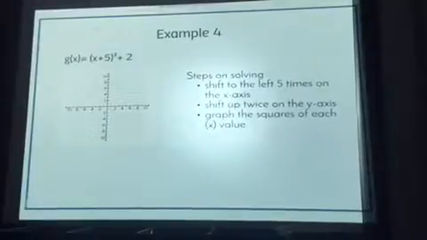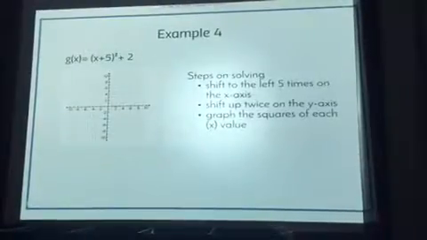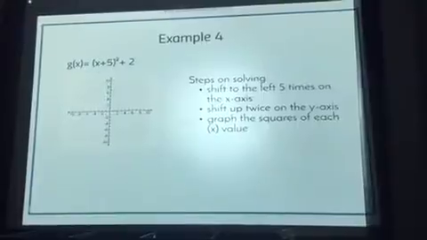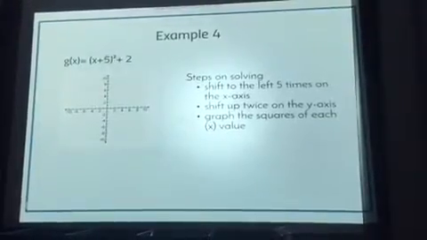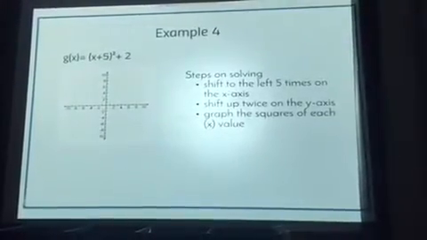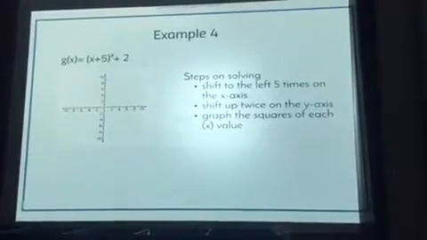Example 4. g(x) = (x + 5)^2 + 2. Steps on solving. Shift to the left 5 on the x-axis. Shift up twice on the y-axis, and then graph the squares of each x value.